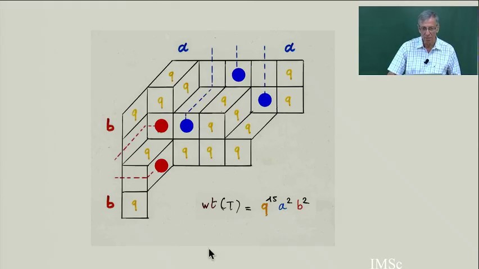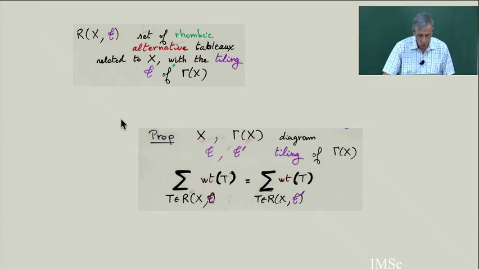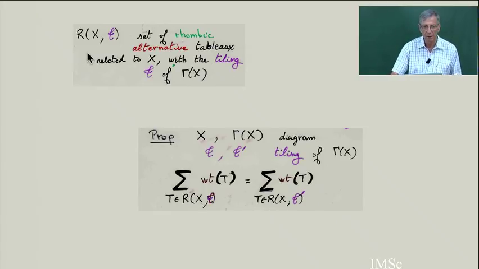So the weight, for this case, you see, is q to the power 15. Here all my cells labeled q are not blue, not red, not at the north or northeast of a blue, and not at the southwest of a red. So there are 15 cells remaining. And there are two lines in blue which do not contain a blue cell, and two lines in red which do not contain a red cell. So I denote it by R of X, and the tiling is denoted by this letter. The tiling is fixed, so everything is going to depend on the tiling.